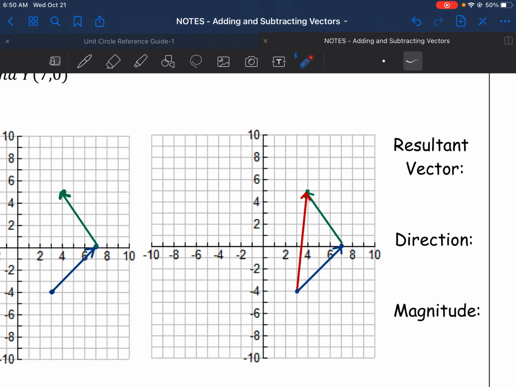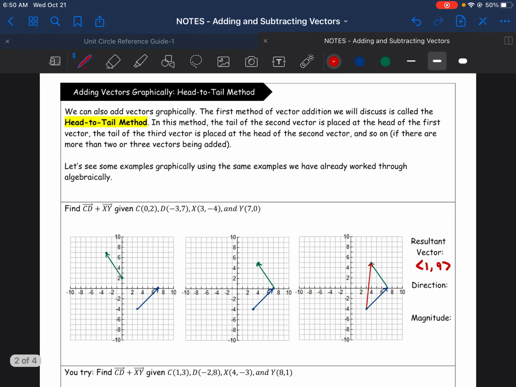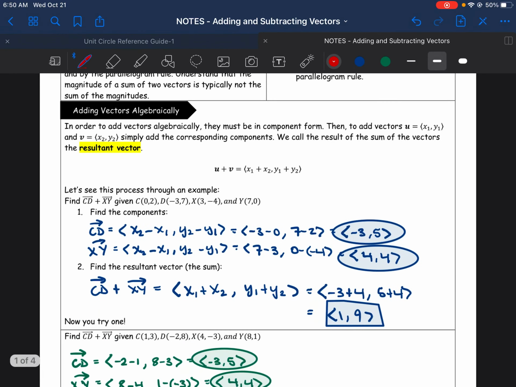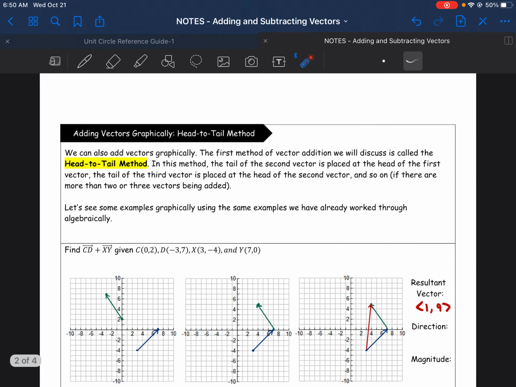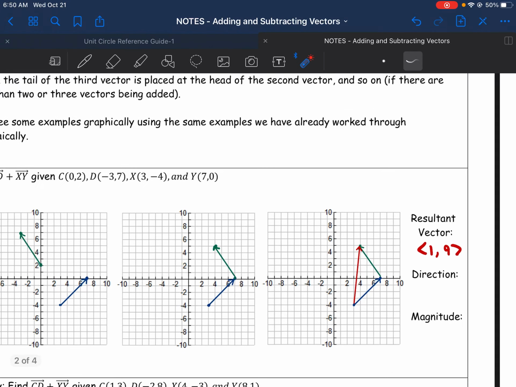So the resultant vector would be 1, 9. Okay? And that should match exactly what we got algebraically. If we look over at our first example, algebraically, we got the vector 1, 9. So it does match. Let's look at the direction real quick.